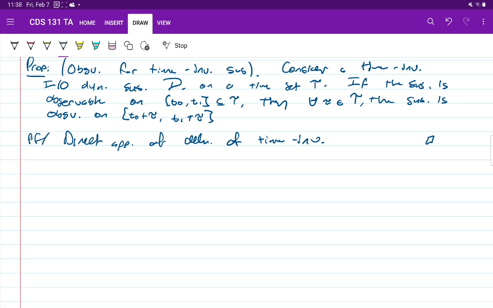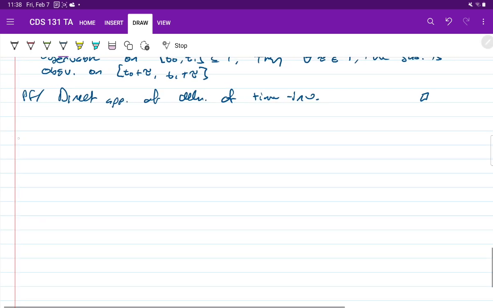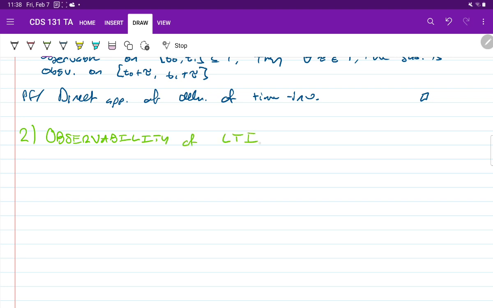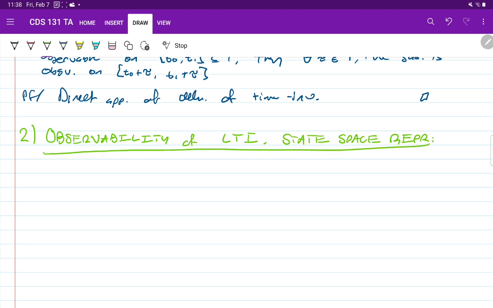Now I want to go ahead and specialize to the case of linear time invariant state space systems, okay? So that brings us to our second point for today, which is observability of LTI state space representations. Okay? So this is kind of the same path that we took with controllability, right? First, we stated this very abstract definition for dynamical systems, and then after we did that, we said, okay, let's take a look at the LTI case where we have a nice state space representation that we could say a whole lot about, right? Let's do the same thing here, okay?